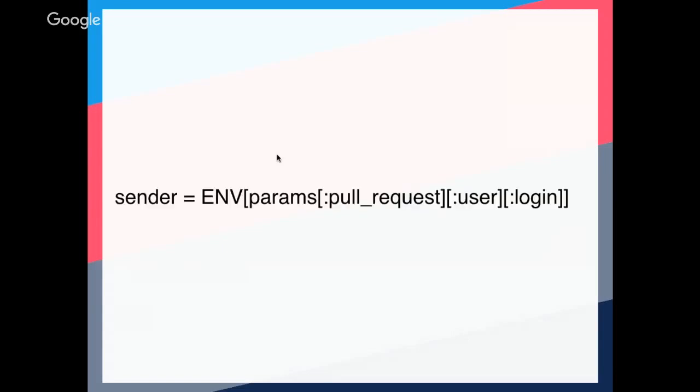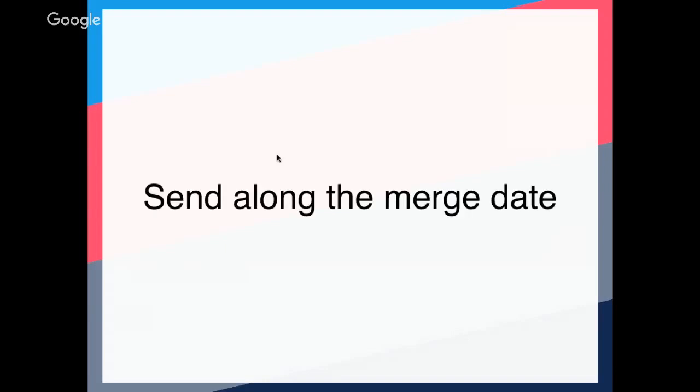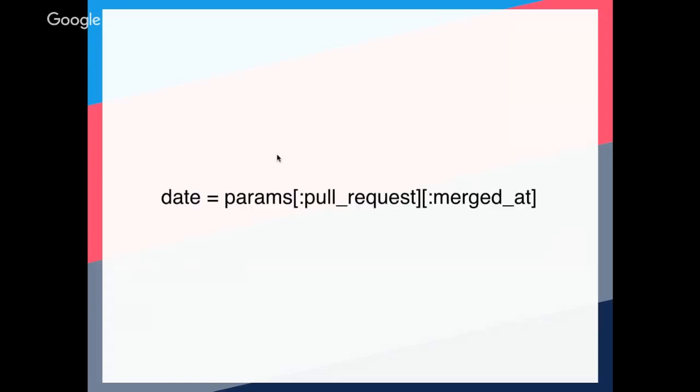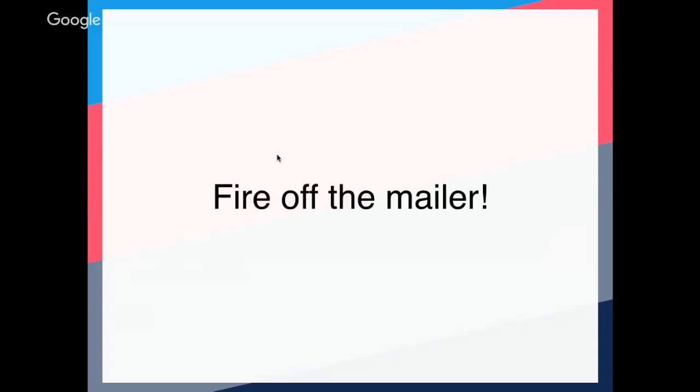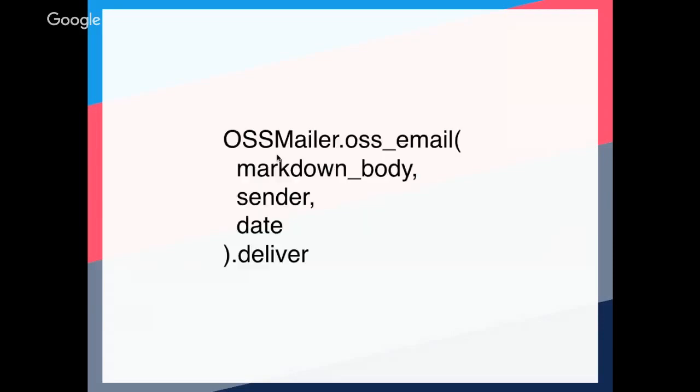So we're pulling together these 3 arguments that we're going to send off to the mailer. And we also want to send along the merge date because that's important for us to build the title of the email. So then we put the date, which is pretty easy. We just pull that off the JSON blob that we have again. And then you fire off the mailer. I don't want to get too deep into how to build the mailer in this talk, because I feel like that's a whole other lunch and learn that you could just talk about Rails mailers.